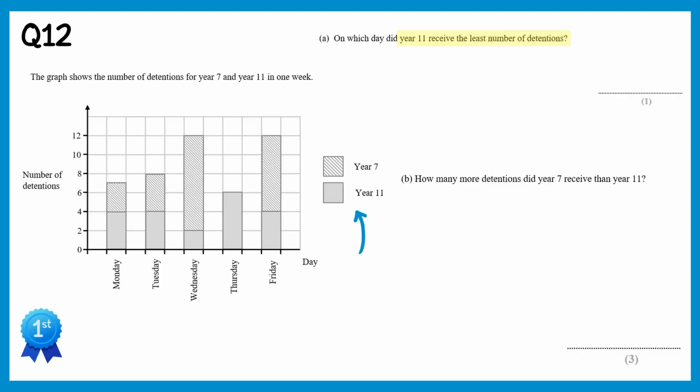If you look at the bottom part of each of the bars, you can see the one with the least total is Wednesday, so it's Wednesday.